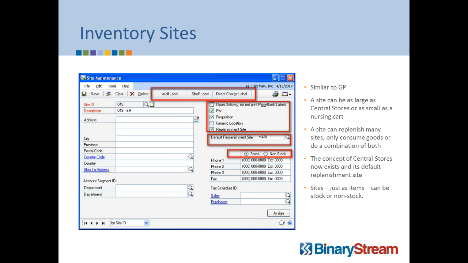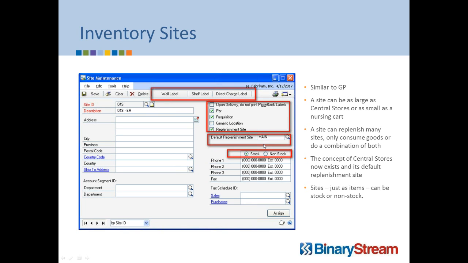So a site can be a par site. So in other words, the items within that site are controlled by individual or arbitrary par levels. Okay? Maybe the site is a requisition site. So in other words, it's a site maybe that can requisition directly from a supplier and doesn't have to go through central stores. Maybe it's a replenishment site that can replenish other sites. So in other words, it's almost like a mini central stores. It's big enough that it not only consumes goods, but can ship goods off to another one. And then, of course, we point to the main site where it gets replenished from.